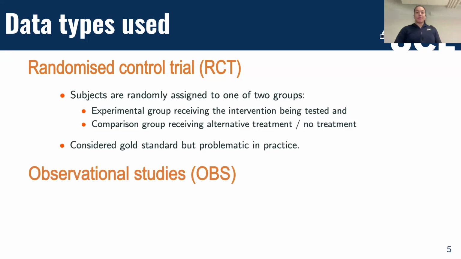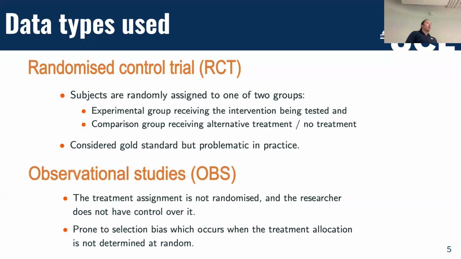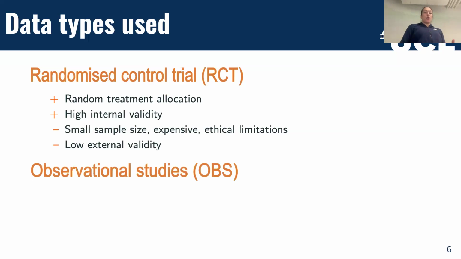The other type of studies that can be used are observational studies, but as opposed to randomized controlled trials, the treatment assignment is not randomized there. So the researcher does not have any control over it. Imagine you go to a practitioner and they say, look, because you're under 25 and you're female, you need to get that treatment. So they give you the treatment based on your characteristics, which is the selection bias problem. Observational studies are essentially prone to selection bias, which can occur exactly when treatment allocation is not determined at random. So just to summarize, what are the pros and cons of the two?